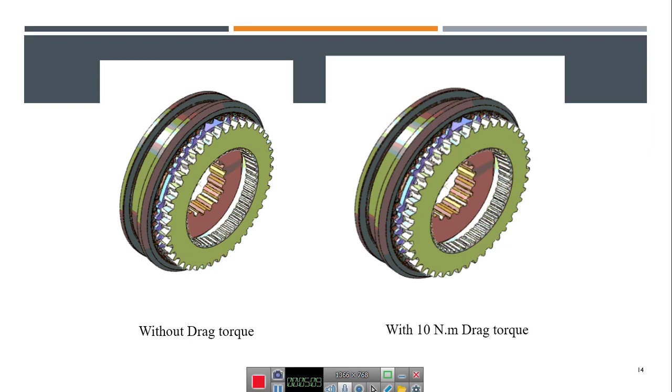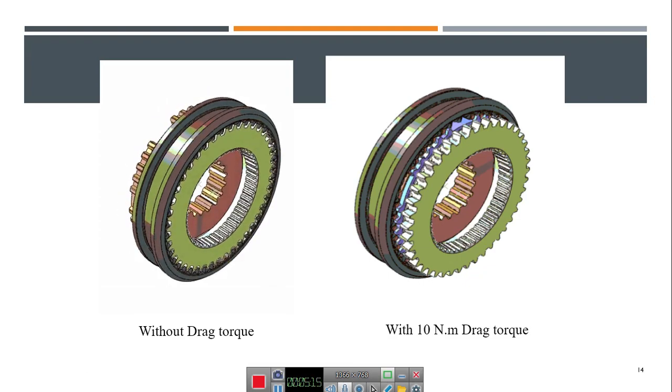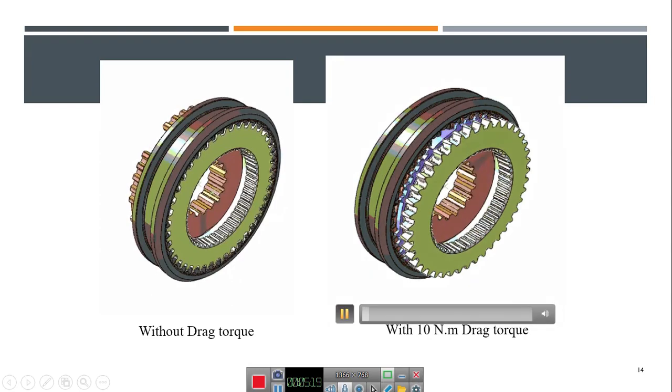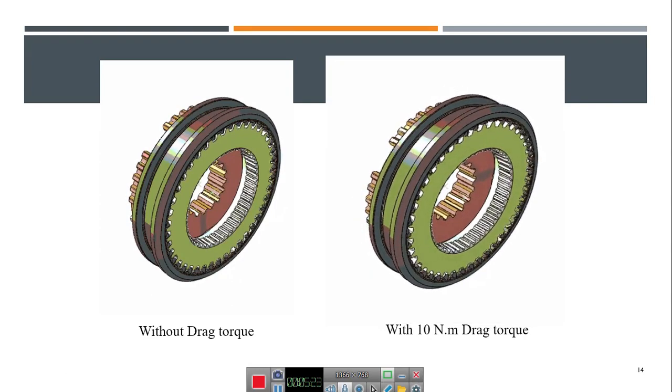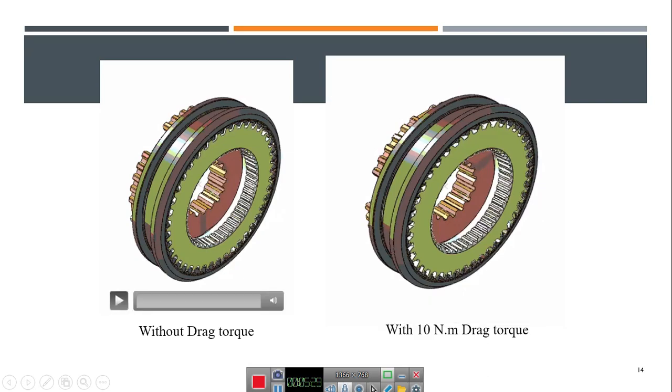Here you can see the result of some analytical problem by changing some physical conditions. For example, in this case, we have two shifting systems, when we have a drag torque or when we don't have a drag torque, and how it affects the performance of the transmission system.